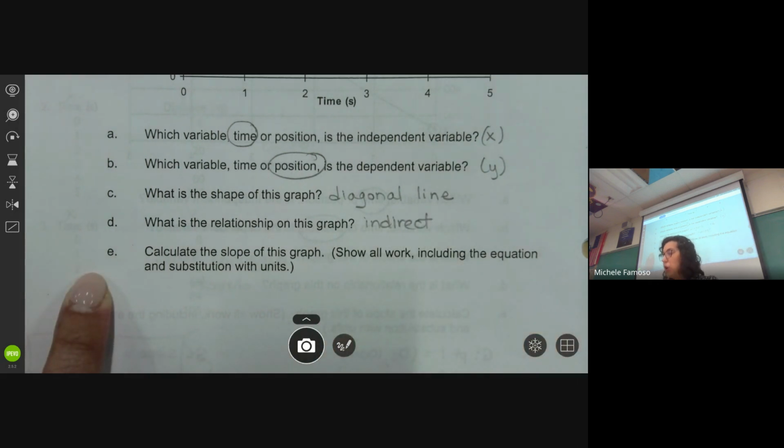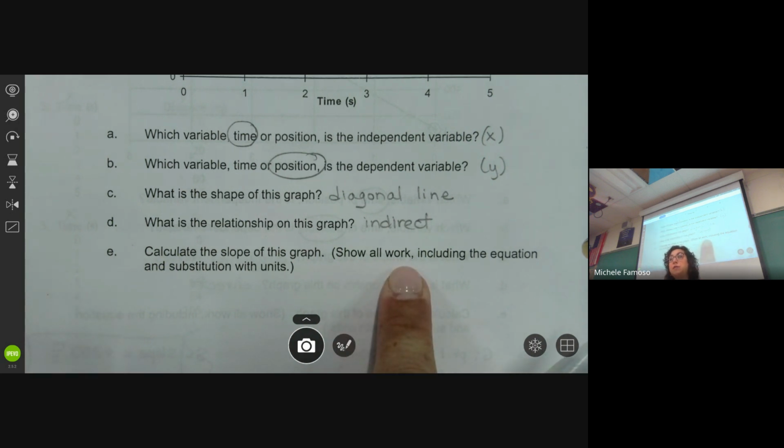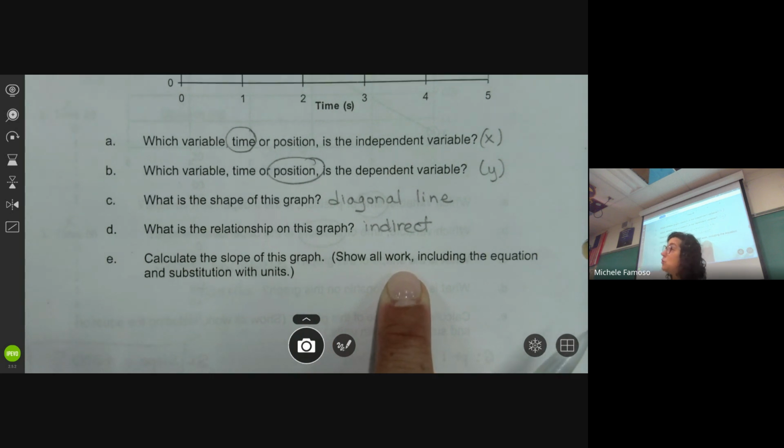Now to calculate the slope, again, it said show all work. So if you're missing any of the steps, you would not get credit for this on a test. It's either all right or it's all wrong. You need to show all the steps, and I am particular about what you show because that is how our Regents exam is graded. I'm prepping you already for June.